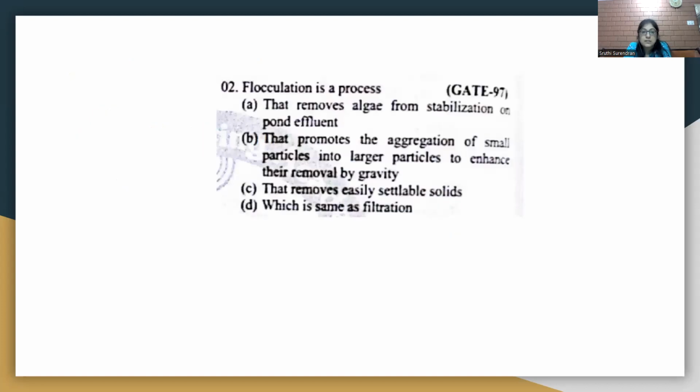Okay, this question is a theoretical question again. Is flocculation the process that removes algae from stabilization pond effluent, or the process that promotes the aggregation of small particles into larger particles? Or is it the process that helps in removing settleable solids? Or is it a process that is similar to filtration?